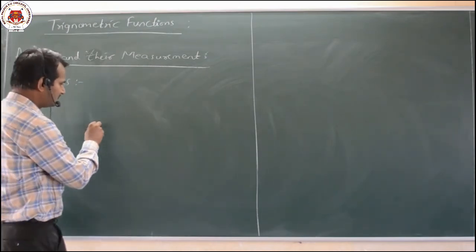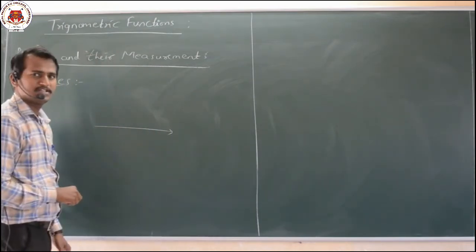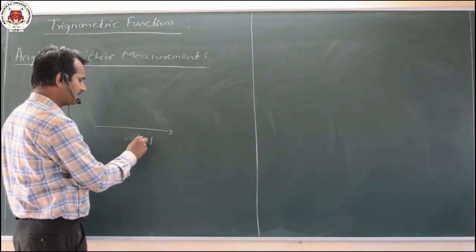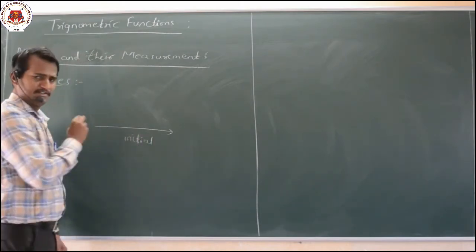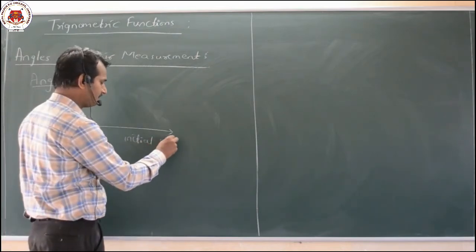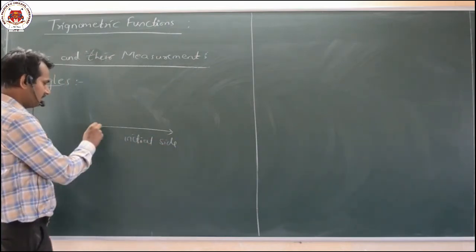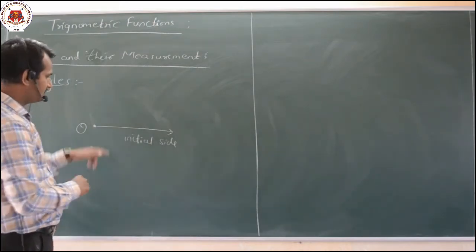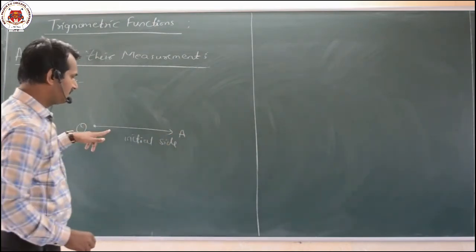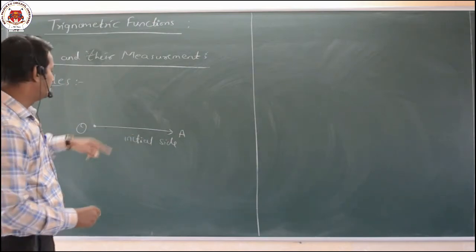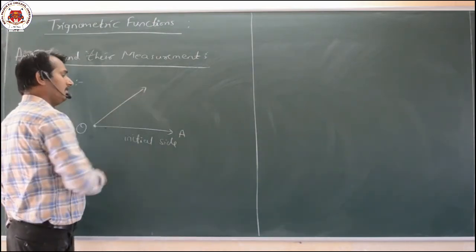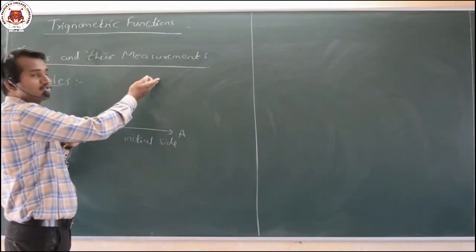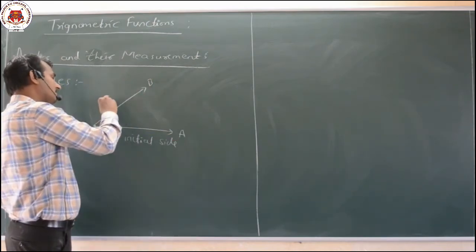Now let us take an initial line. This we call an initial side, or we can say it is a ray, or a line. It is nothing but our initial side. Here we take this point as O, that is our vertex. Let us take it as OA. Now I will rotate OA, and it comes to our OB side. So this will be our terminal side.